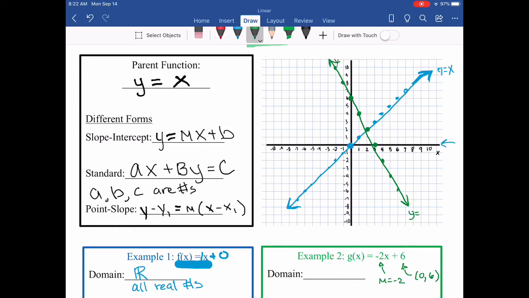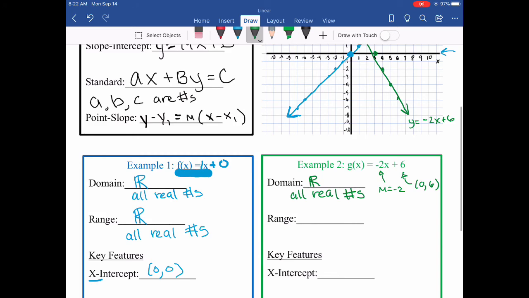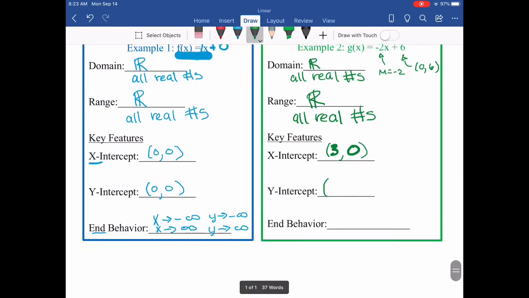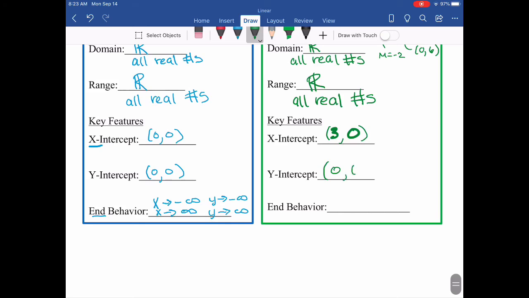Y, or g of x, equals negative 2x plus 6. Our domain is all real numbers. Our range, our list of outputs, is also all real numbers. We have an x-intercept at 3, 0, and a y-intercept at 0, 6.